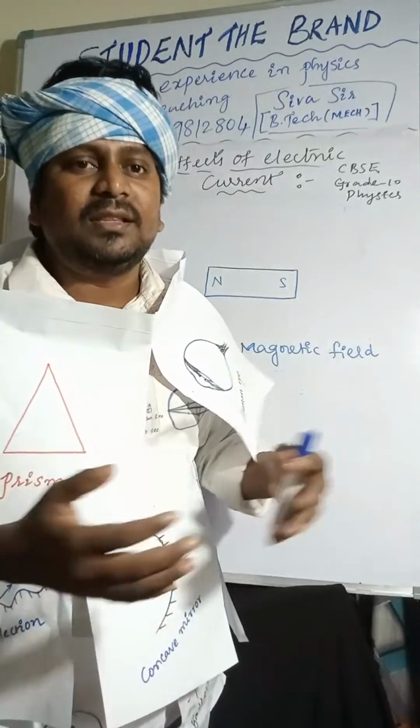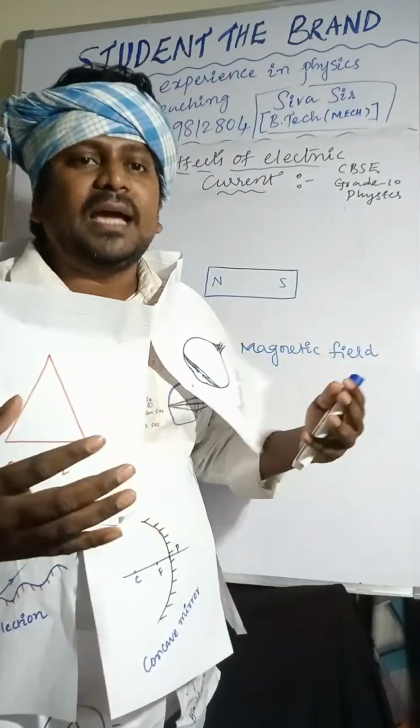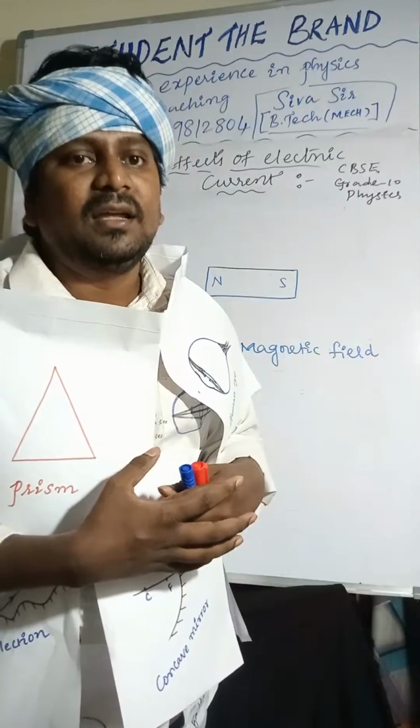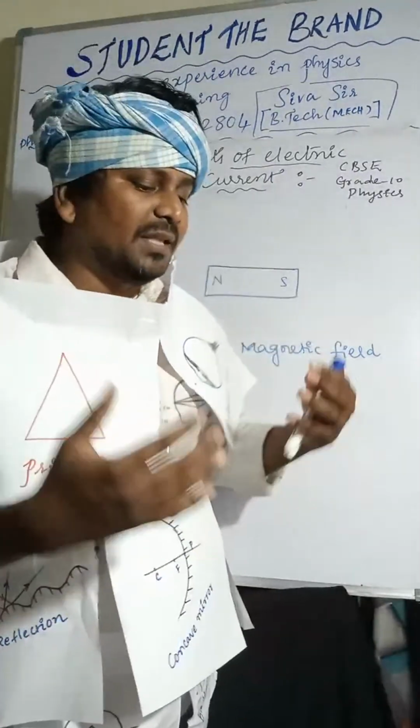Hi Shivani, welcome to the class. Hi Tavinesh. The magnetic field will be in the form of field lines.